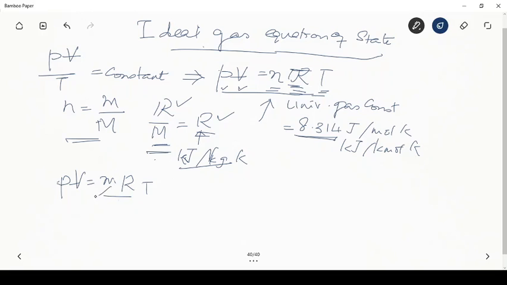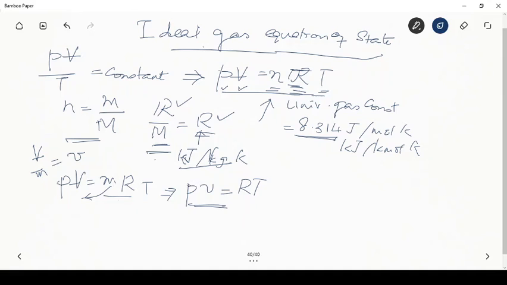And now taking this m to this side, I'll get V by m. I can write volume per unit mass as the specific volume, small v, and therefore I can write this equation as Pv is equal to RT. So this is the most common form of the equation of state for ideal gases that we would be using.